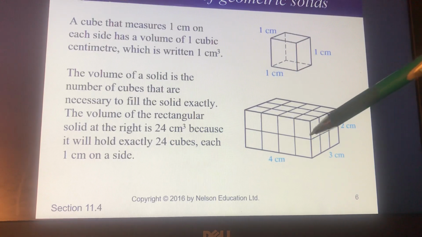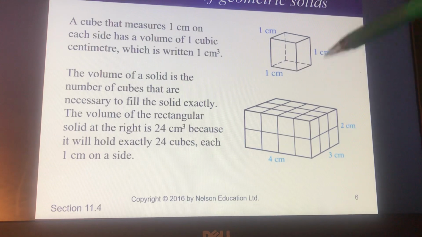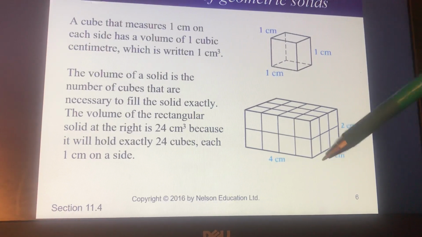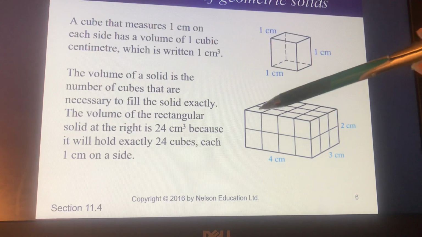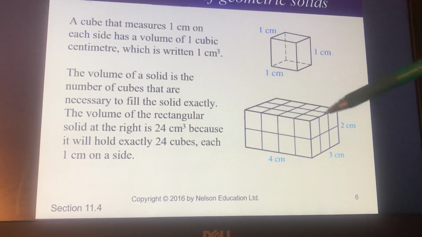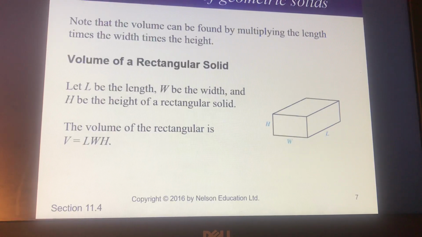Volume of a solid is the number of cubes that can fit inside that solid. So for example, if you look at this rectangular solid, you can fill it with 24 cubic centimeters because there are 24 cubes that can go inside of that.